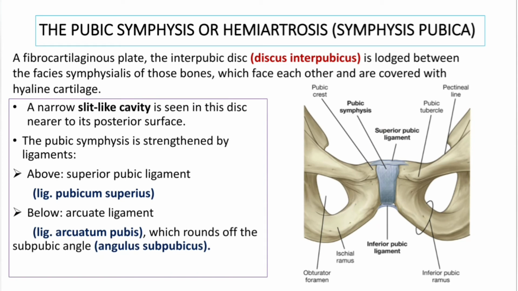In between there is a slit-like cavity, seen in this disc near the posterior surface. The pubic symphysis is strengthened by the following ligaments. Above, superiorly, by the superior pubic ligament, Latin name ligamentum pubicum superius, and below there is an arcuate ligament, ligamentum arcuatum pubis, which rounds off the subpubic angle, the angulus subpubicus. This ligament is also known as the inferior pubic ligament.